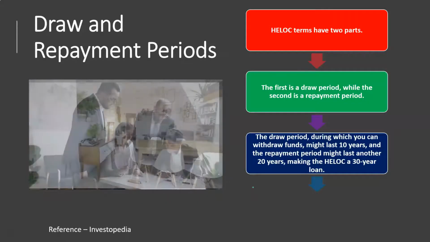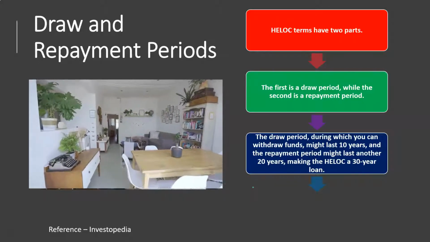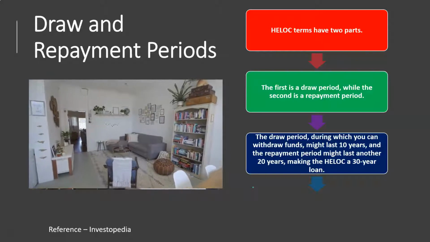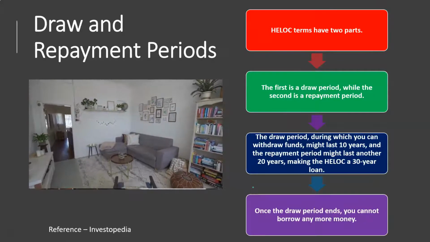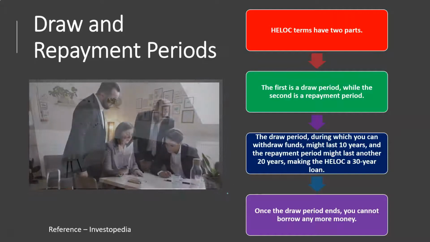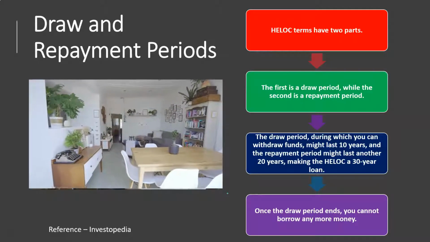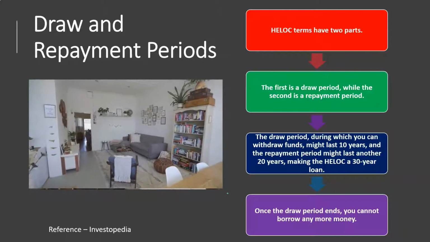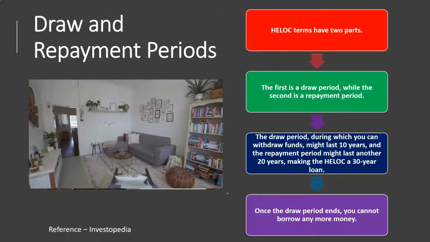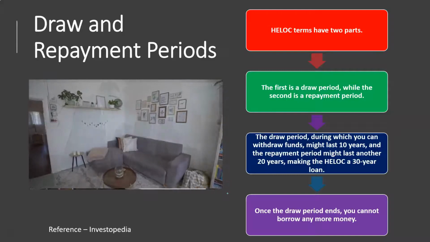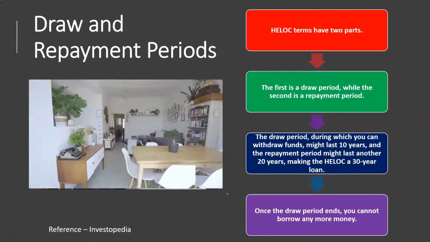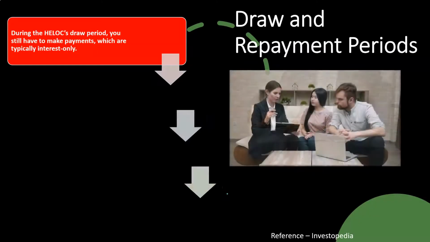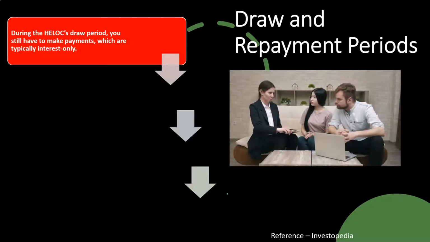The draw period, during which you can withdraw funds, might last 10 years, and the repayment period might last another 20 years, making the HELOC a 30-year loan. So you can imagine different options here, but you've got the periods once again. Once the draw period ends, you cannot borrow more money. So, draw and repayment periods.